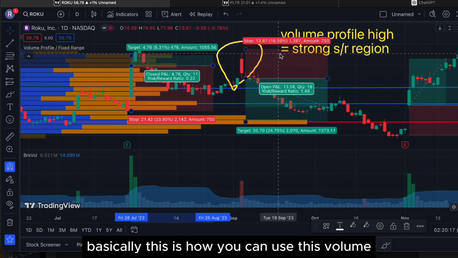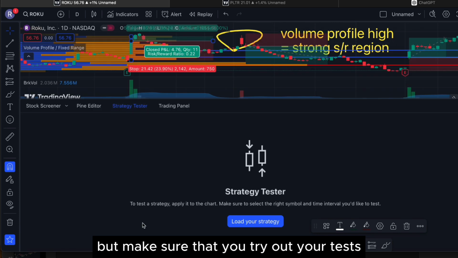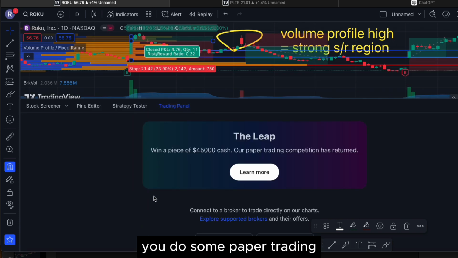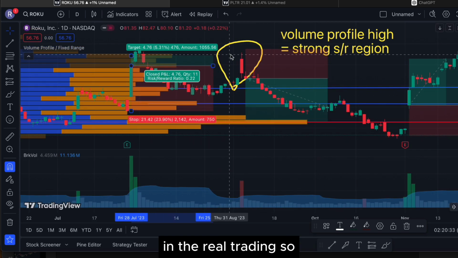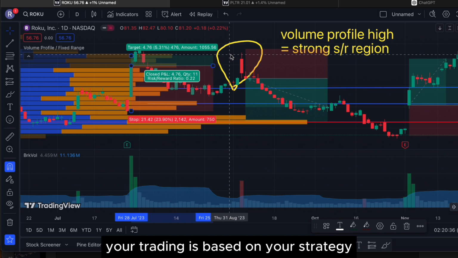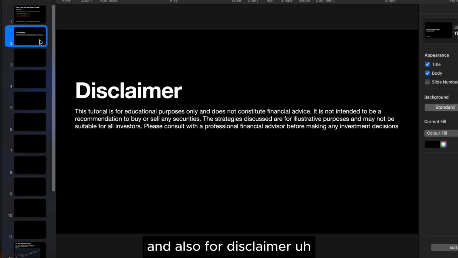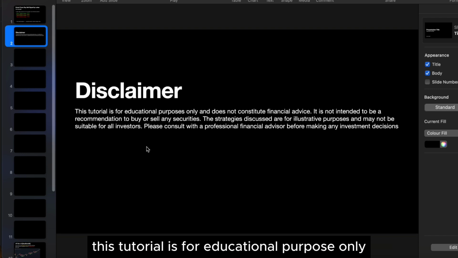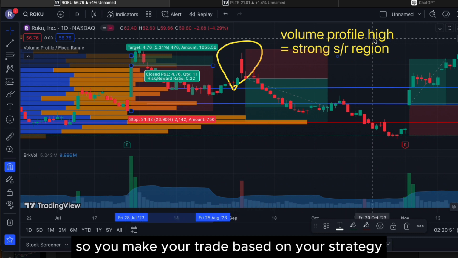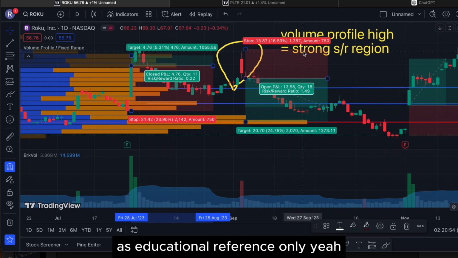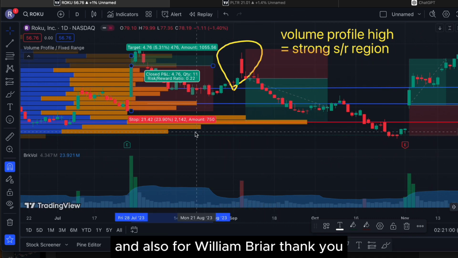So yeah, basically this is how you can use this volume breakout indicator for your trading. But make sure that you try out your strategy tester, and also do some paper trading before you start using this indicator in real trading. You also need to make sure that your trading is based on your strategy, and not on just any position. Also for disclaimer, this tutorial is for educational purposes only and does not constitute financial advice. So you make your trade based on your strategy, and you take this as an educational reference only. Yeah, basically that's all for how you can plan your trade based on volume profile and also volume breakout. Thank you.